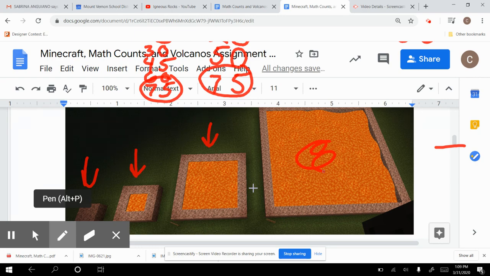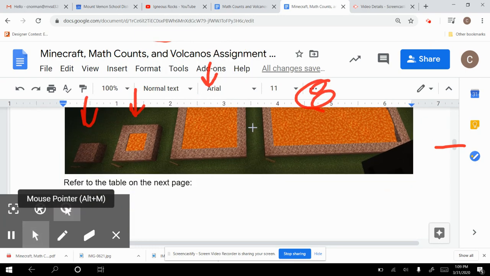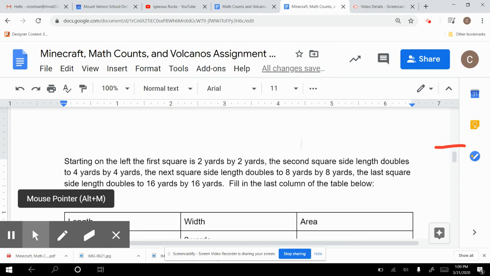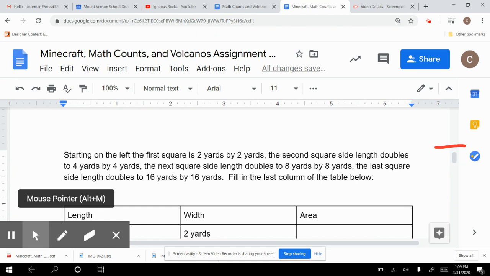All right. Moving down to the question, it says, second page. All right. Starting on the left, the first square is 2x2, then it doubles to 4x4, then it doubles to 8x8, then it doubles to 16x16. Fill in the last column of the table below.